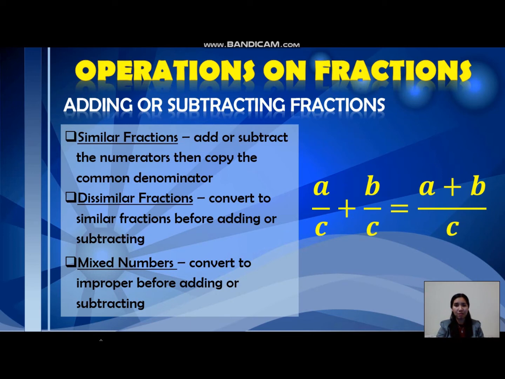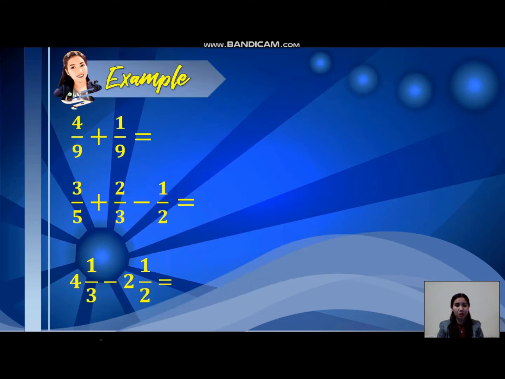Let's have some examples. First, we have 4/9 plus 1/9. Since these two fractions are similar, we'll just simply add the numerators. So we have 5. Then copy the common denominator, which is 9. So 5/9 is the answer.